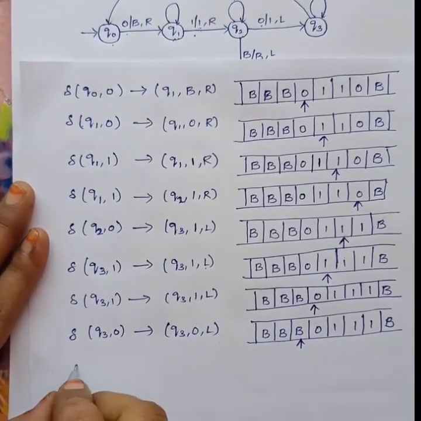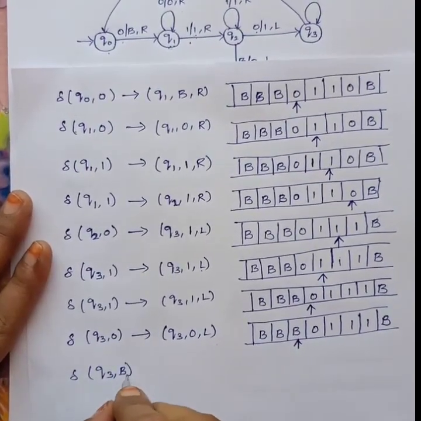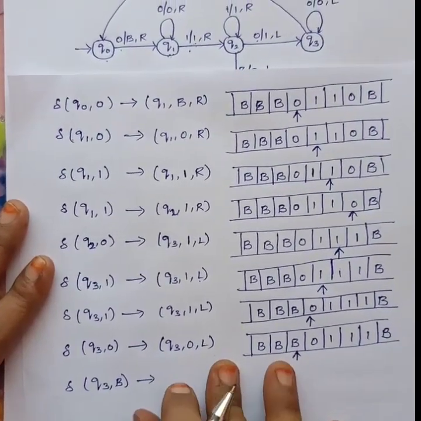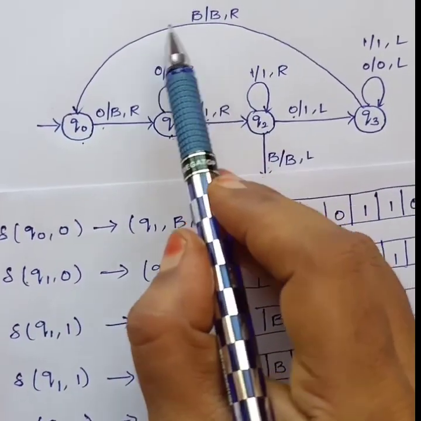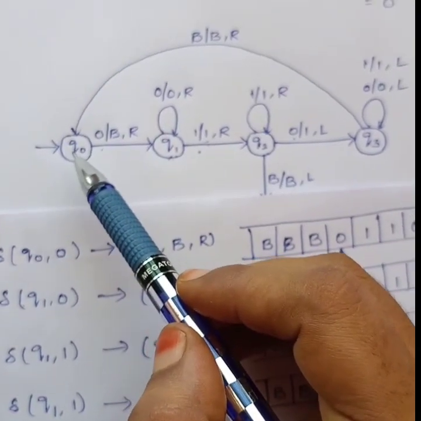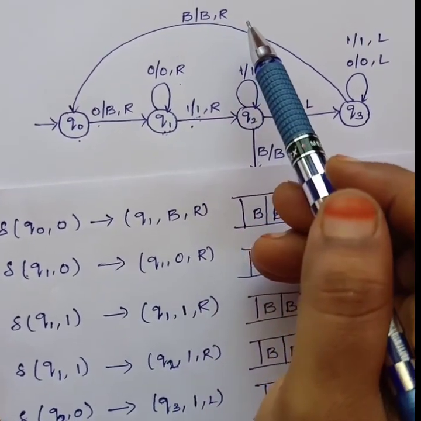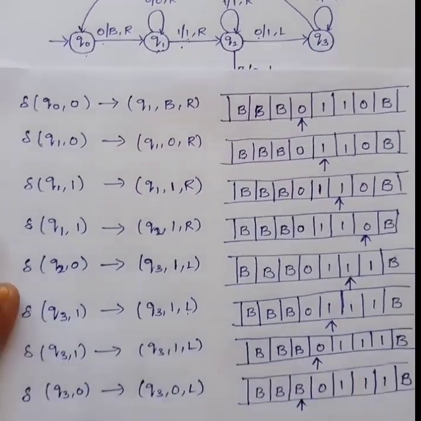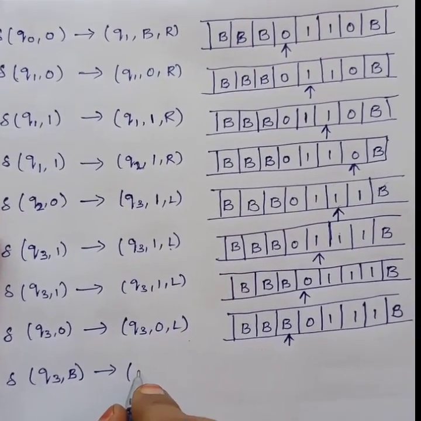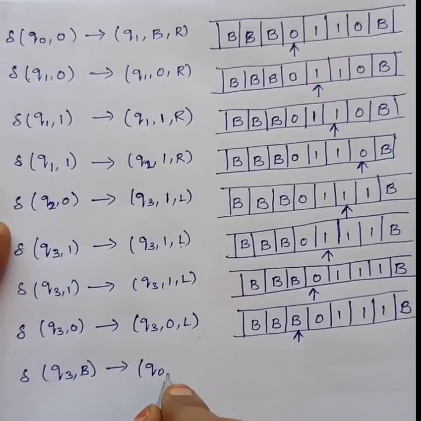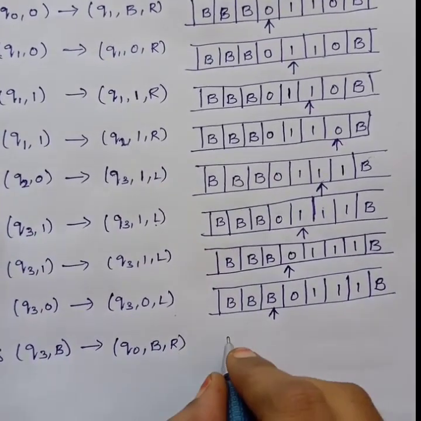Now in this particular state Q3, if I get input as B, see the transition diagram. In the Q3 state, if I get B, it is changing the state to Q0, and B is rewritten as B and moving to right. So here also, I am changing the state as Q0. B remains the same and moving to right.